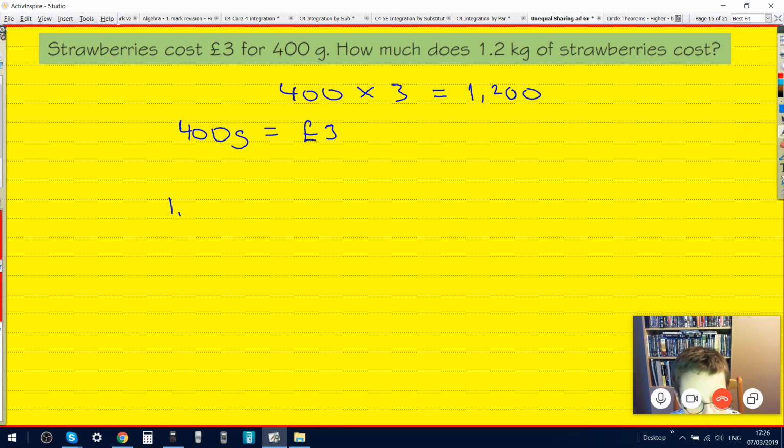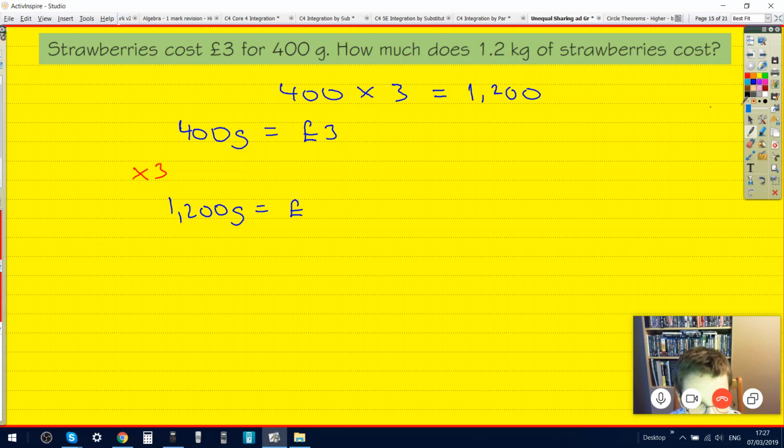So now we need to... hang on. 3, 6. Wait, so if strawberries cost £3 for 400 grams, then that means that strawberries cost 12. No, not 12. 12 pounds. So 400 grams cost £3. Yes. There's 400 grams in 1,200 grams.